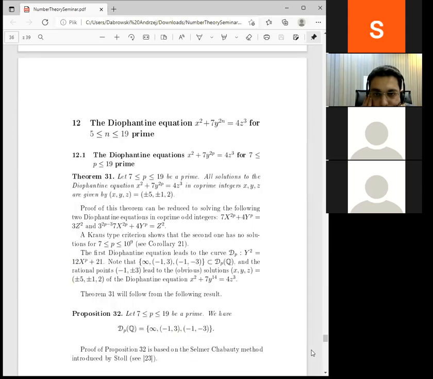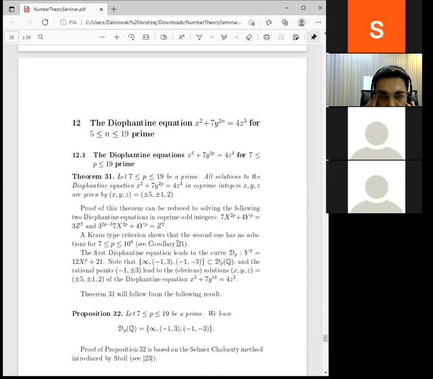Now let us consider the second Diophantine equation. Here first let us consider several primes starting from 7. So here is the theorem. The whole theorem depends on this proposition. Such a proposition is almost proved, not finished yet. I hope that all will be finished, and for the proof of the proposition we use the so-called Chabauty method as refined by Stoll. And why is it enough to prove proposition 32?